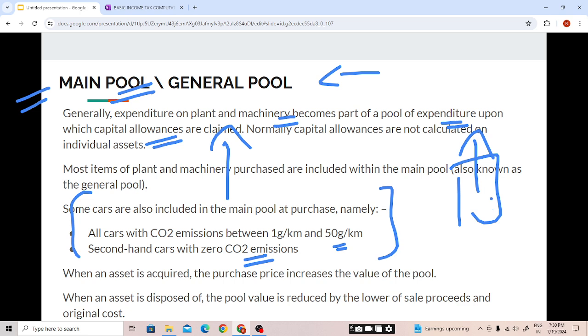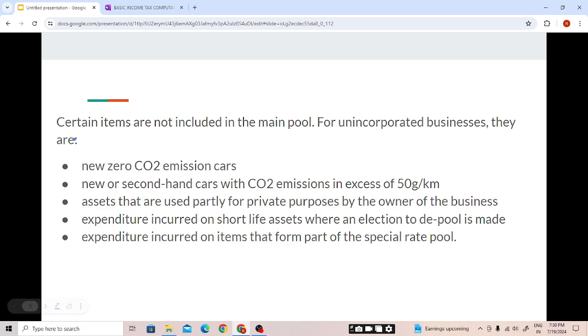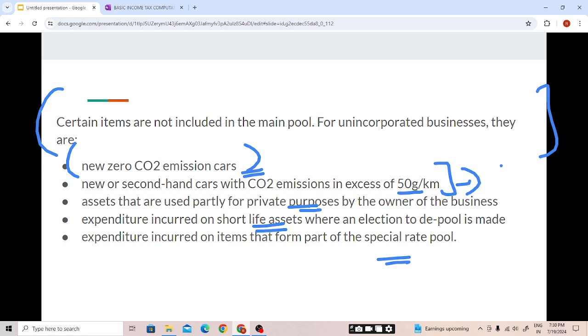If an asset is disposed, it decreases the value of the pool. Then we had seen certain items which are not included in the main pool, that is short life asset, private purpose by the owner of the asset, and items which are included in the special rate pool. And students, new zero CO2 car emissions, new or second cars with CO2 emission in excess of 50 grams, will be included in the special rate pool.